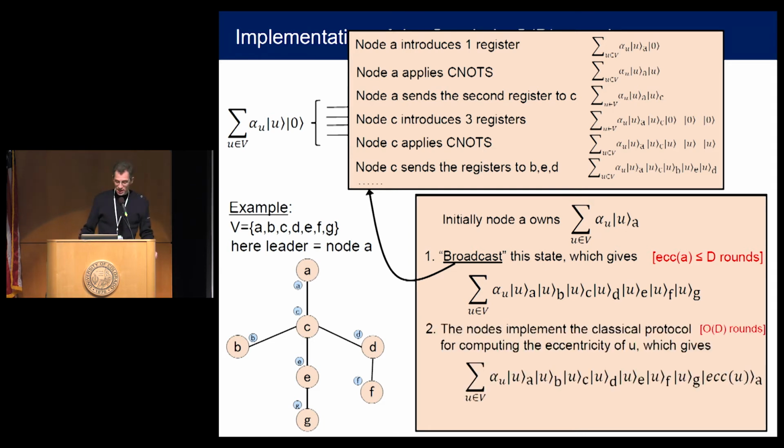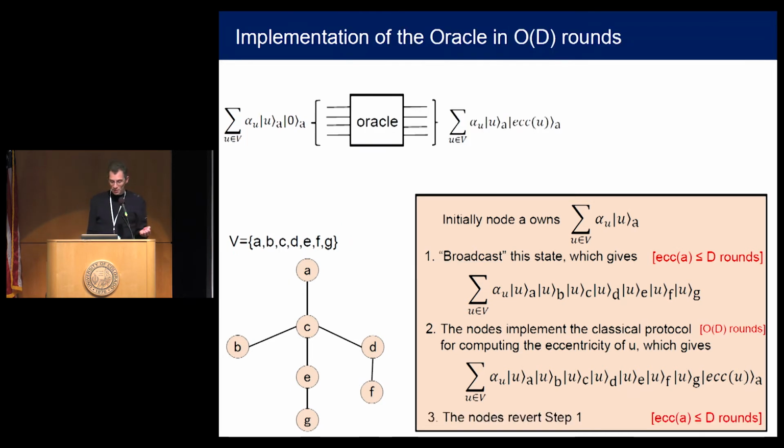So now, second step, all the nodes implement the classical protocol for computing the eccentricity of U, which puts the value, the output, the eccentricity, in a new register here. So we assume that this new register is owned by A. So A has 2 registers, this one and this one. And then last step, the nodes revert step 1. Okay? So this will remove all the intermediate registers, B, C, D, E, F, G. So we obtain exactly what we wanted.